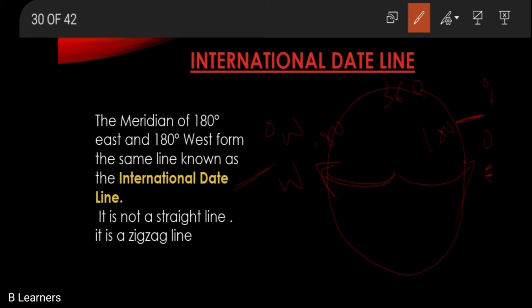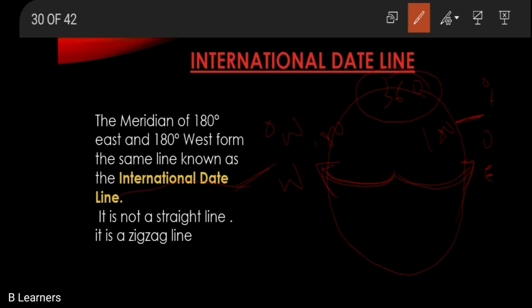So there are a total, as we have seen, of 360 lines of longitude. If you go to the 180th line of longitude from this way, and from this way also to the 180th line of longitude, you will see that both are the same line. The 180th line will be the same line, and that line is called the international date line.